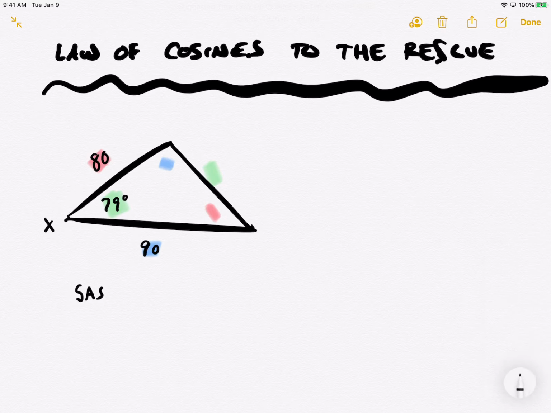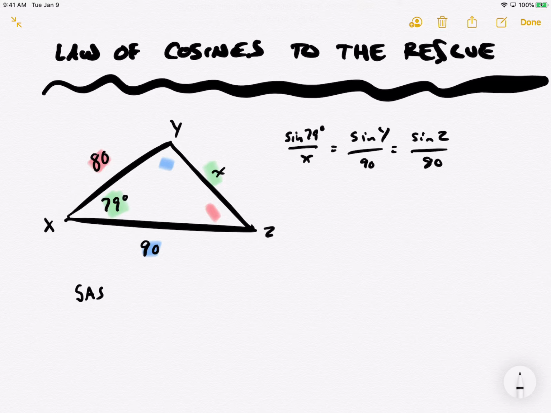If you were to label the sides of the triangle XYZ, for example, so that this side was little x, you could write that sine of 79 degrees divided by x is equal to sine of y divided by 90, and that of course is equal to sine of z divided by 80. But every single one of those ratios has a different unknown. So there's no way to pair two of those ratios to write a proportion with only a single unknown that we could identify and solve. At that stage you can tell you're stuck and that the law of sines won't work.